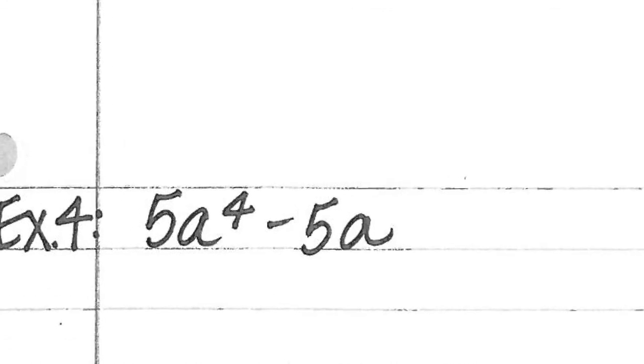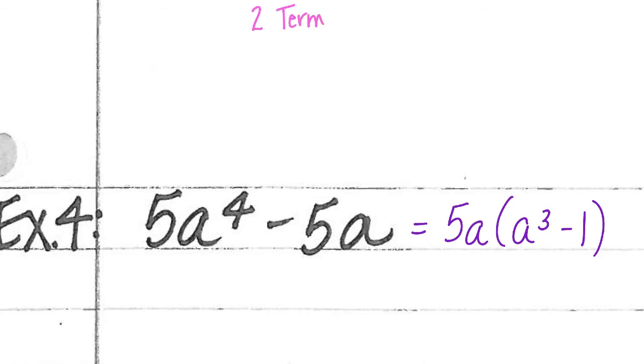5a to the 4th minus 5a. Hey, guess what? We can take out a GCF. The GCF is 5a, and I have a cubed minus 1. So the pink sheet with the cubes looks something like this. So this is factoring 2 terms. I'll call this 2 terms. This is the pink sheet.